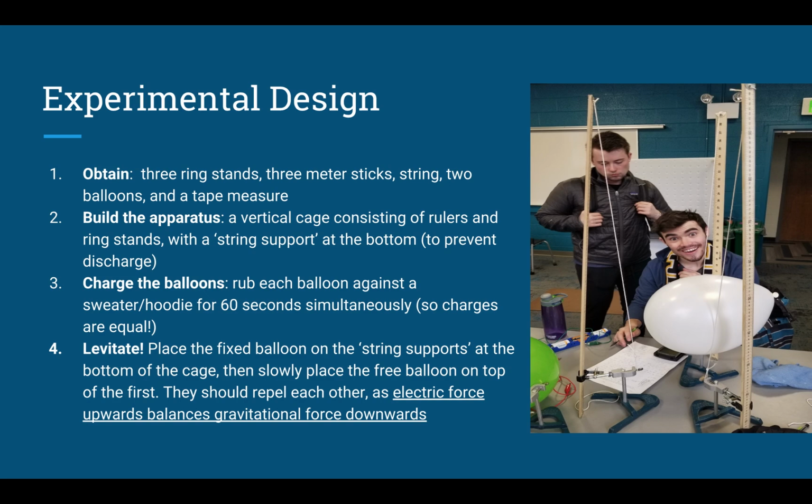Our experimental design was to essentially build a cage for the charged balloons, one fixed and one free. We used 3 ring stands, 3 meter sticks, string, 2 balloons, and a tape measure. We built the cage with a string support to prevent discharge. We then rubbed each balloon against the sweater for 60 seconds simultaneously to give each balloon equal charge. After the balloons were charged, we placed the fixed balloon on the string support and placed the free balloon on top. They repelled each other as the electric force upwards balanced the gravitational force downwards.